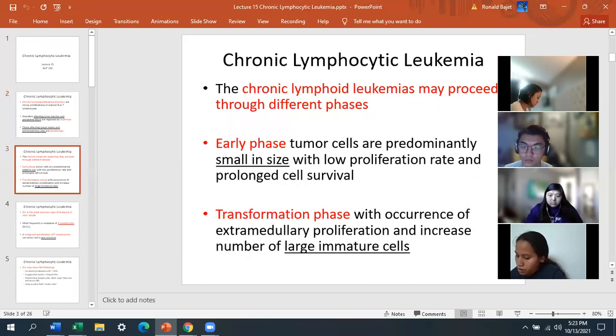Phases: chronic lymphoid leukemias may proceed in phases, just like in CML. You got your chronic, and then it'll progress to the more serious acute phase. Here in CLL, chronic lymphocytic leukemia, you have your early phase and your transformation phase, starting with small cells, small in size, and it transforms into the larger immature cells.